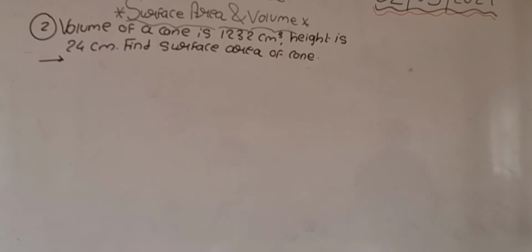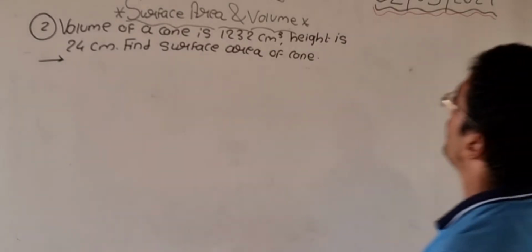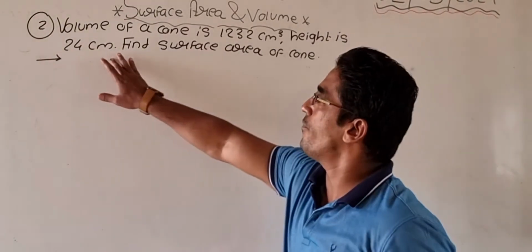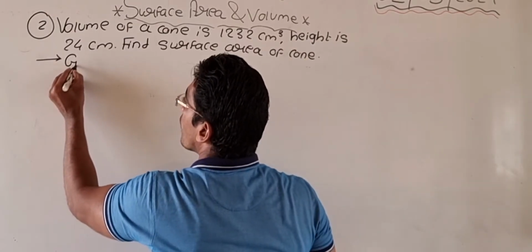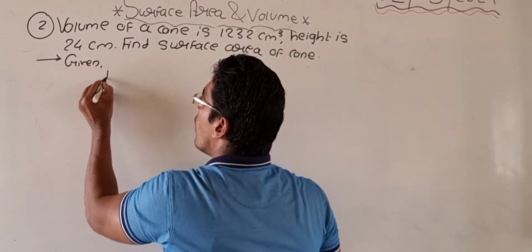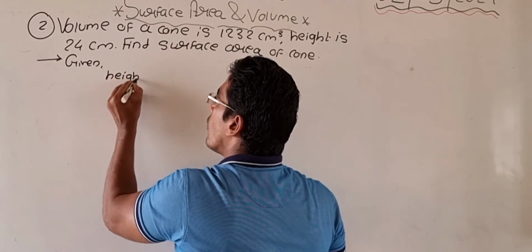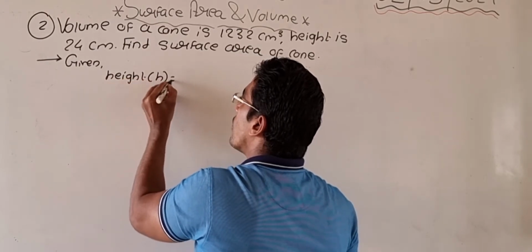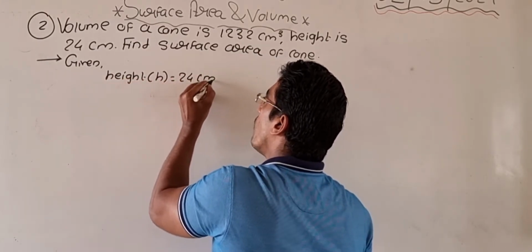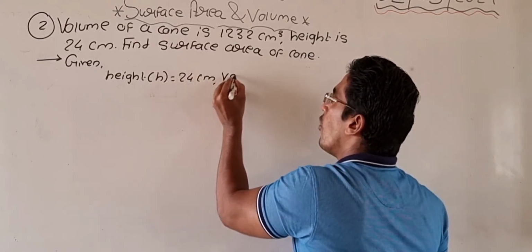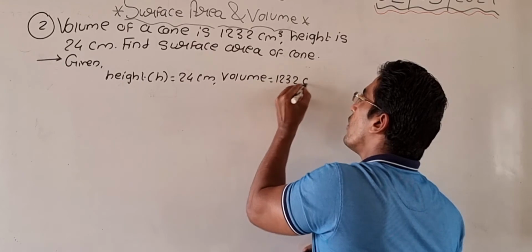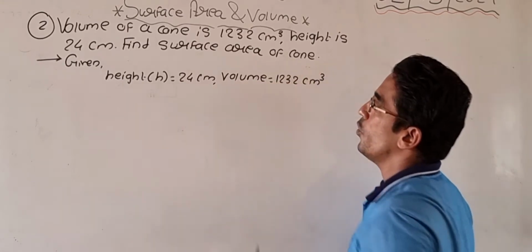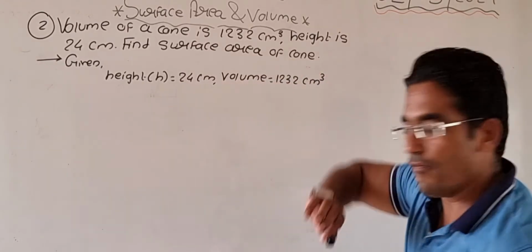Now let's see the second sum. What is given to us? Volume of a cone is 1232 centimeter cube. Height is 24 centimeter. So first, given height h is 24 centimeter, comma, volume is equal to 1232 centimeter cube. So first we will apply the formula of volume.